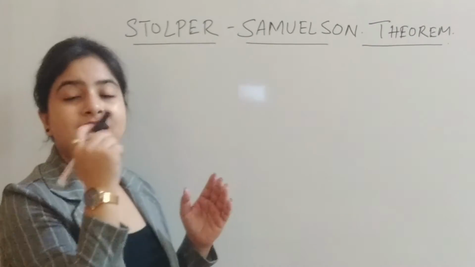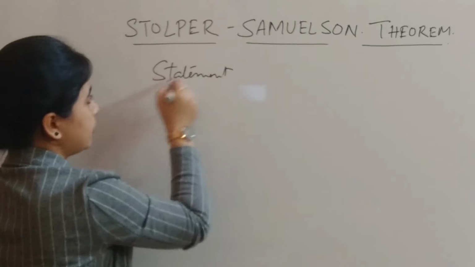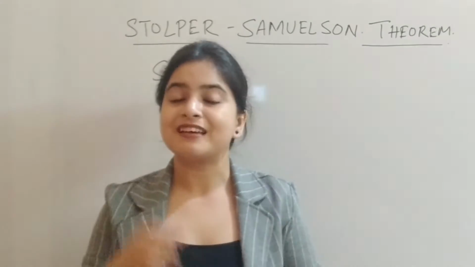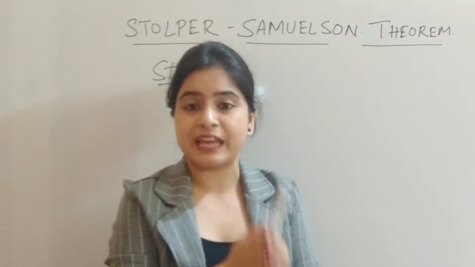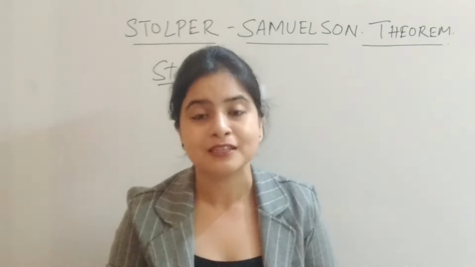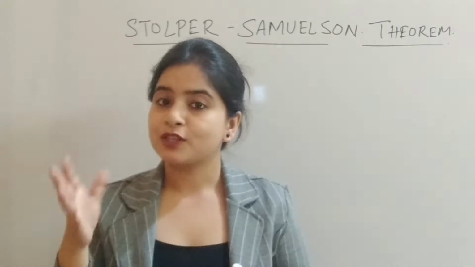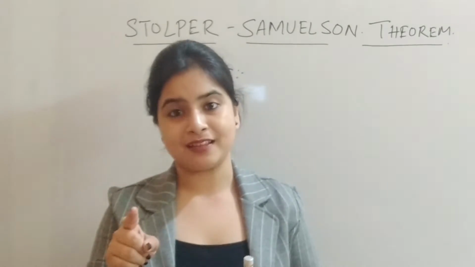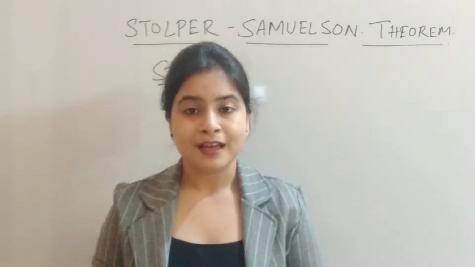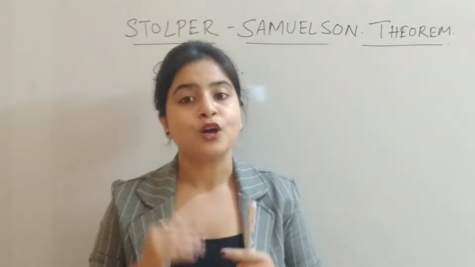Stolper-Samuelson theorem. The main statement of this theorem says that when there is an increase in the relative price of a commodity which is labor intensive, then that increase in the relative price will make the laborers of the country better off, and on the other hand the capitalists will be worse off, and vice versa, provided that both the factors of production are being used in the production of some commodities.